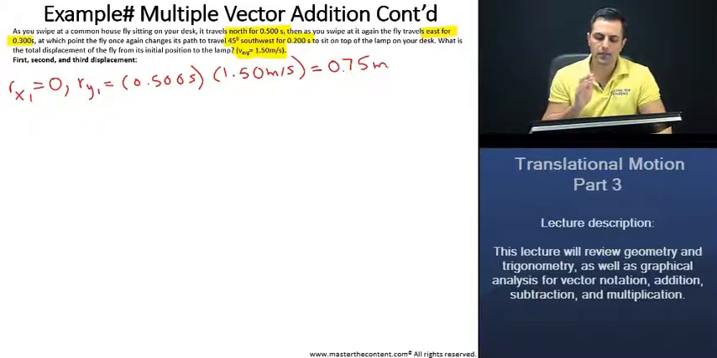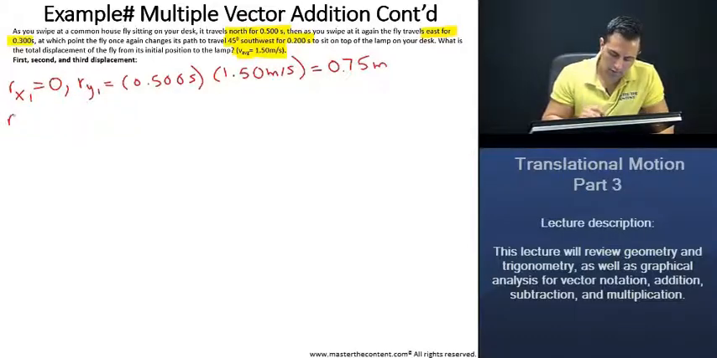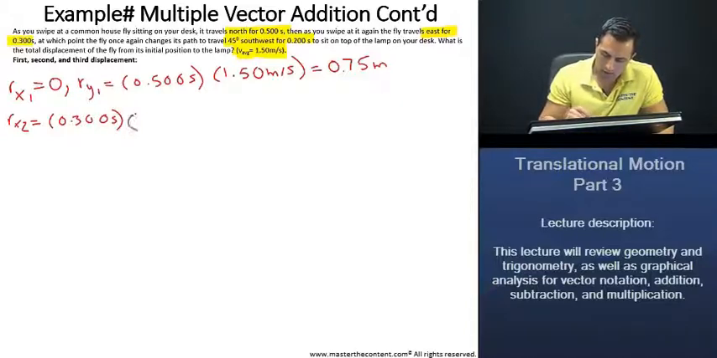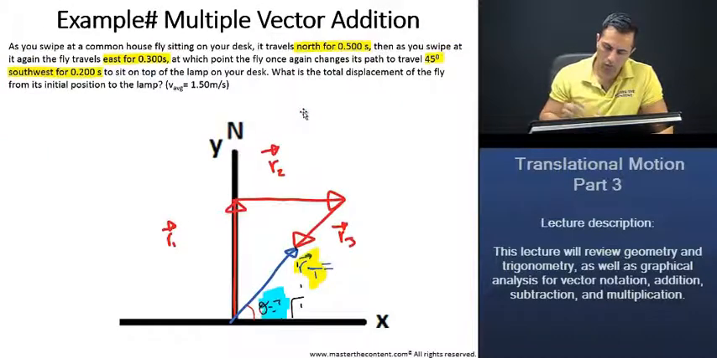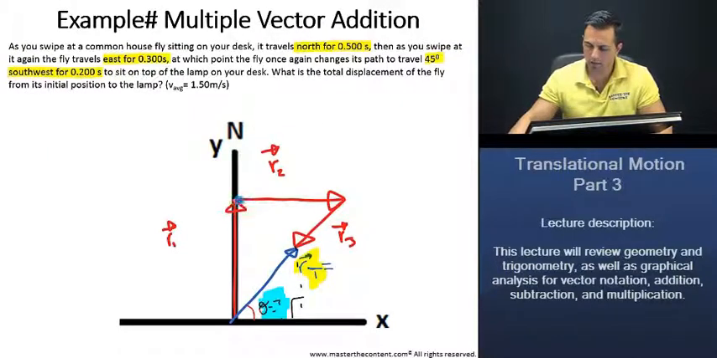Now, let's do the same thing for the second and the third vector and break it down into its components. For the second vector, we see it's going to be flying east for 0.3 seconds, and the average velocity, as we know, is 1.50 meters per second. That's going to give us a value of 0.45 meters. Now, how about the y component here? There is no y component.